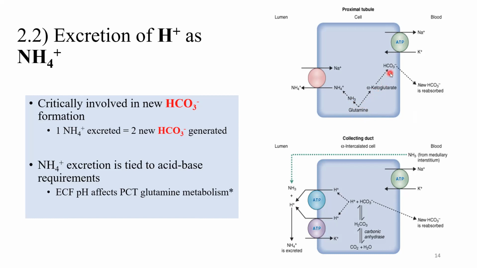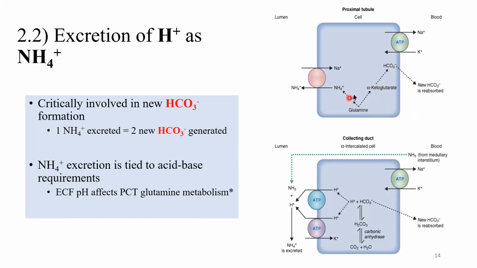Alpha ketoglutarate then forms a new bicarbonate which is reabsorbed. So this is one wing by which you form a new bicarbonate. Each glutamine, when it's broken, gives rise to one new bicarbonate here, and another bicarbonate later on is formed. We will get to that. Okay, so this thing is sorted.